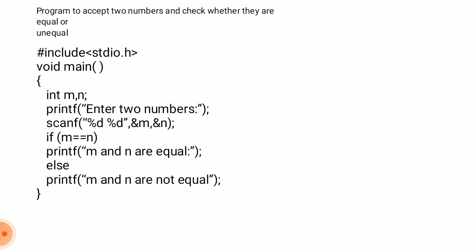So alternatively, any one statement will be displayed depending on the condition. If m is equal to n and it is true, print "m and n are equal". If m is not equal to n, then print "m and n are not equal". So this is one program.